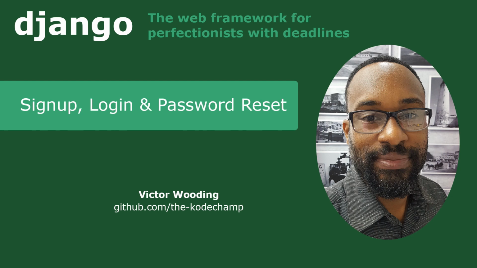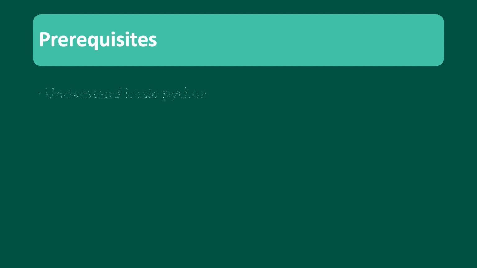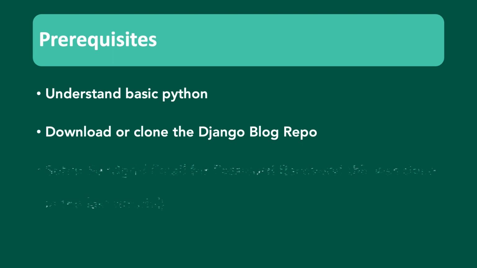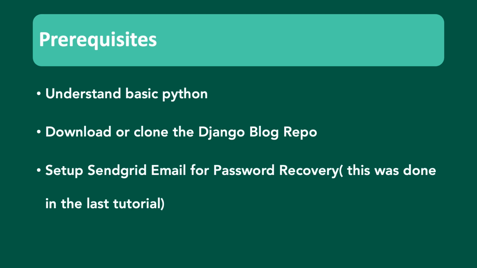In this tutorial, I'm going to show you how to sign up users, log them in, and reset passwords. For this tutorial, you are going to need an understanding of basic Python. You will need to download or clone the Django blog repo. You will also need to set up SendGrid email for password recovery. I showed you how to do this in the last video, and I will provide a link in the description.